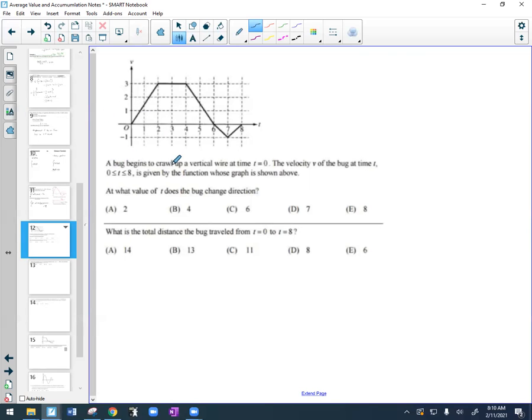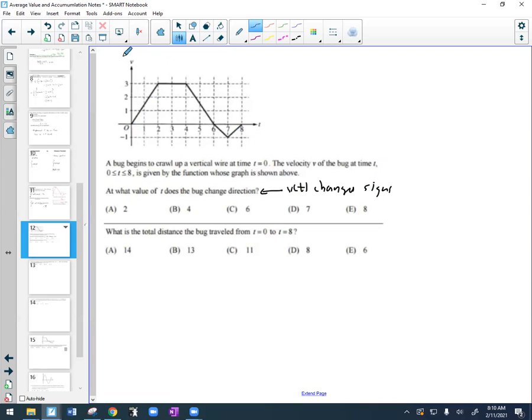So, the bug begins to crawl up a vertical wire at time 0. It's a weird setup, but okay. The velocity of the bug at time t is given by the function graph shown. So this is a velocity graph for a bug crawling on a wire. The question is, when does the bug change direction? This is not really an accumulation question. There's only two ways it changes direction: when v of t changes signs, either positive to negative or negative to positive. That's when it's changing direction.